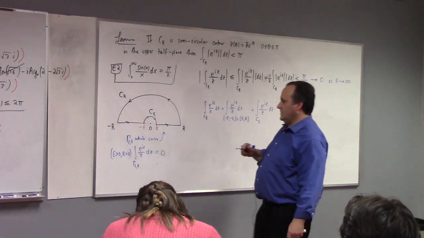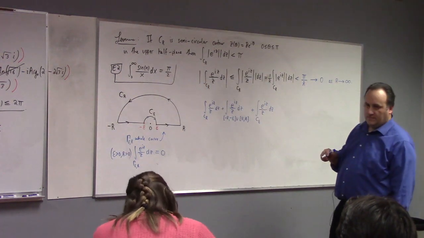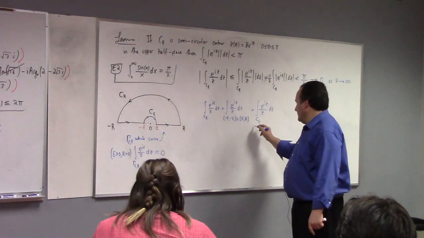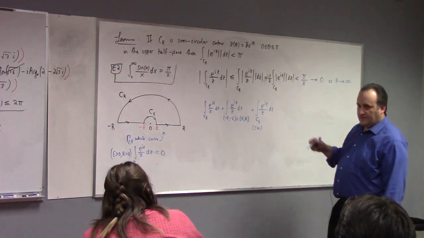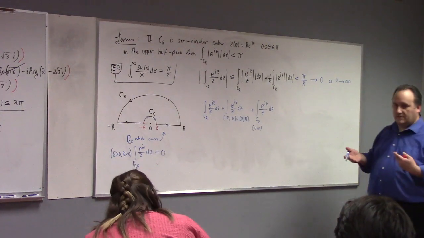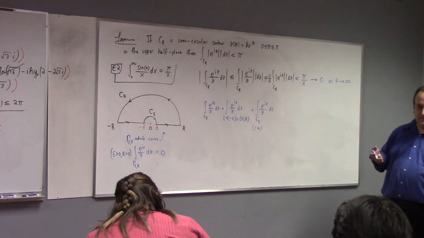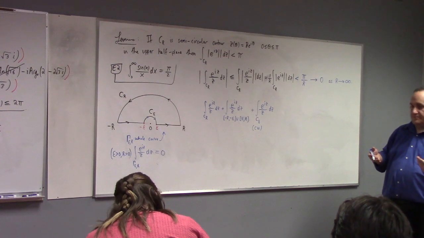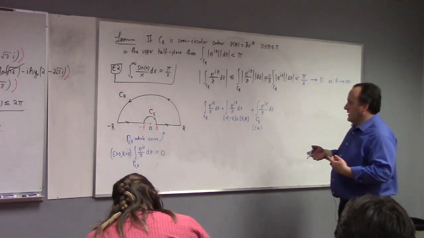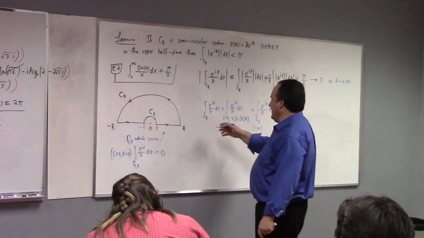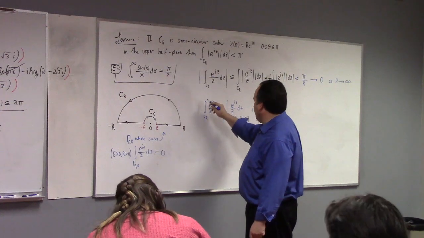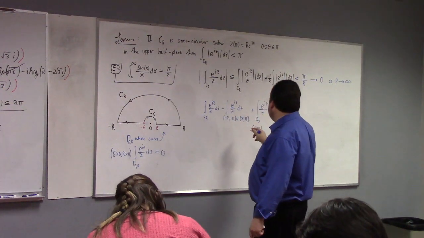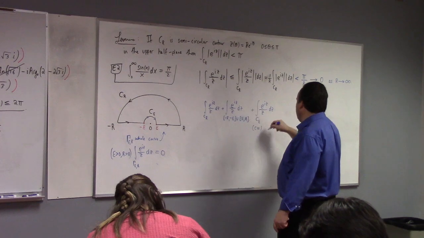Warning, this is clockwise, right? C epsilon is clockwise. So when we use the fractional residue theorem to calculate that, we need a minus, right? So as r goes to infinity, this goes to 0, right? And as epsilon goes to 0, what happens here?